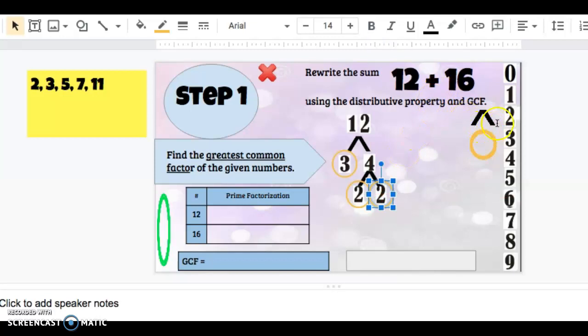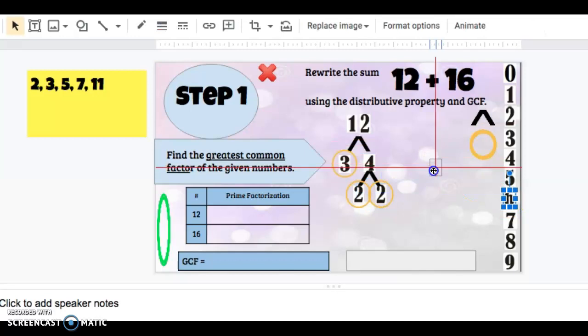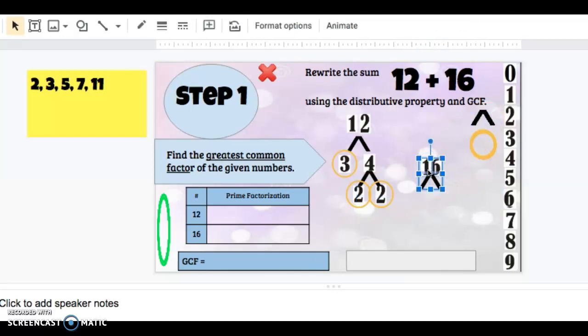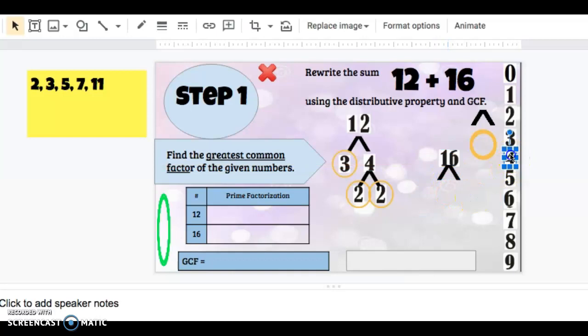So now I have to break down 16. I'm going to move it over just a little bit so I can break it down. 4 times 4 is what I'm going to pick. If you pick 2 times 8, more power to you. That's fine. I do 4 and 4.